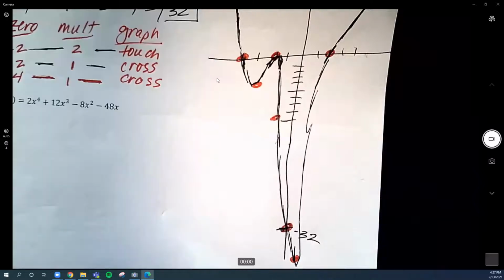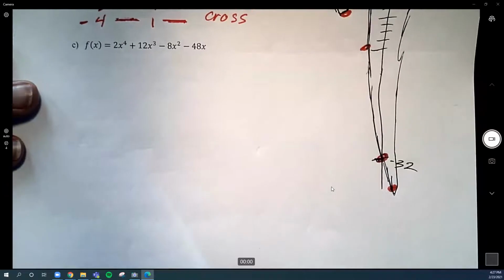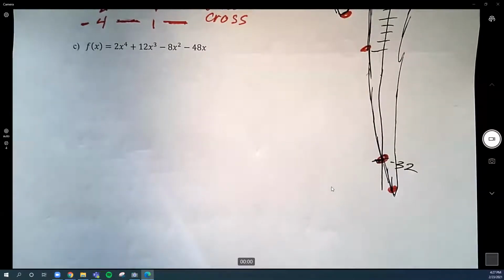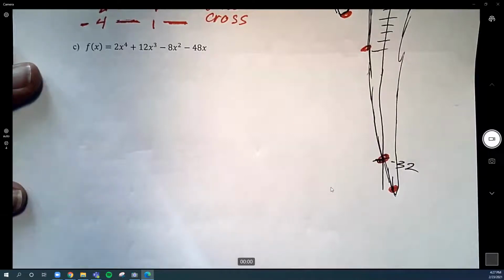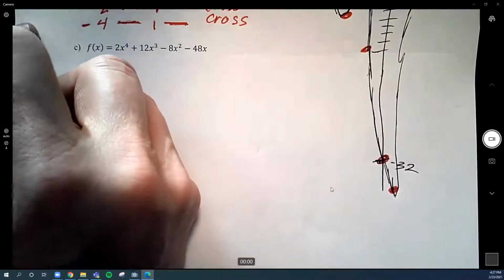Okay, let's try one last one. Here I've got a polynomial. This time it is not in factored form, okay? So this time we're going to have to factor it, because the only way we'll be able to determine where those zeros are is if we factor it first. So that's actually not one of the steps in the analysis of the graph, but it's always recommended you factor it first.